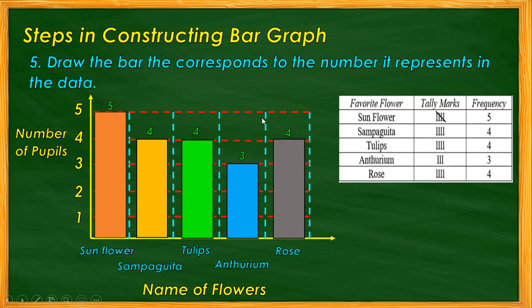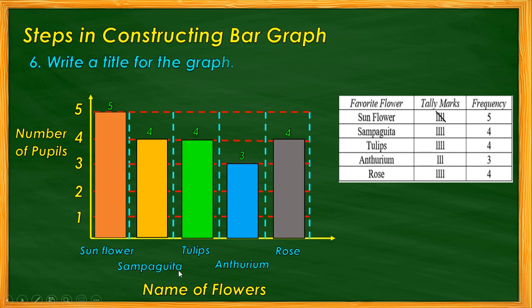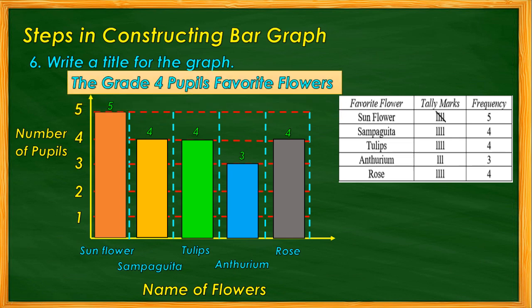So this would be the representation for the bar graph. Now, this will be the last step. We're going to write a title for the graph. So, what would be the title? Grade 5 pupils. Very good. This would be the Grade 5 pupils' favorite flowers. So that would be the process on how to construct the bar graph.